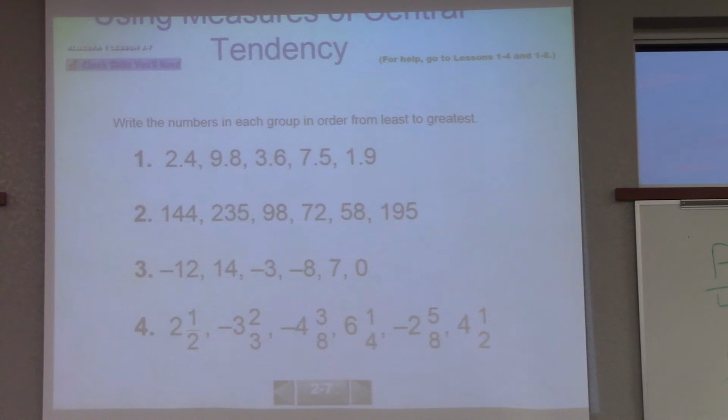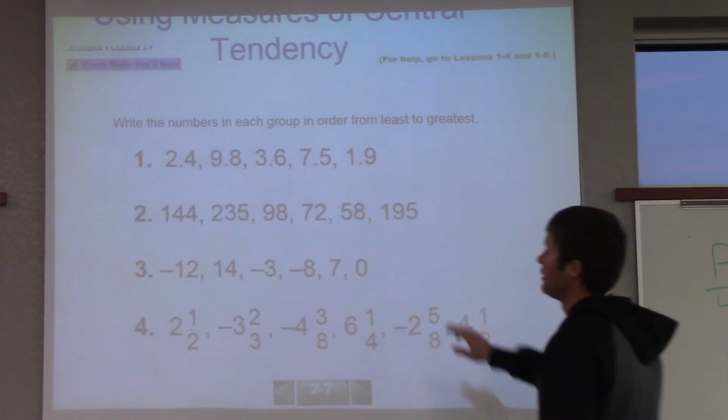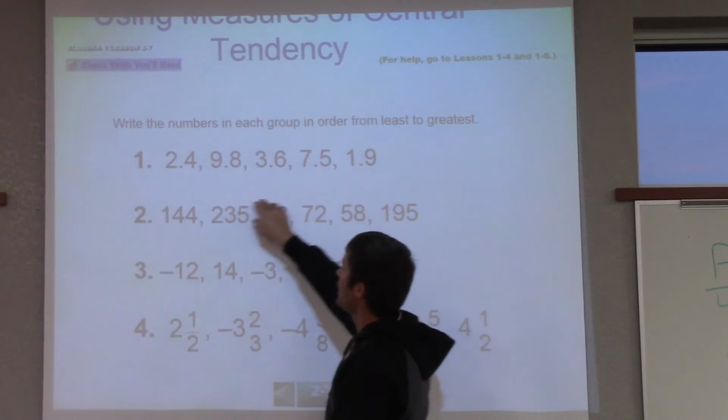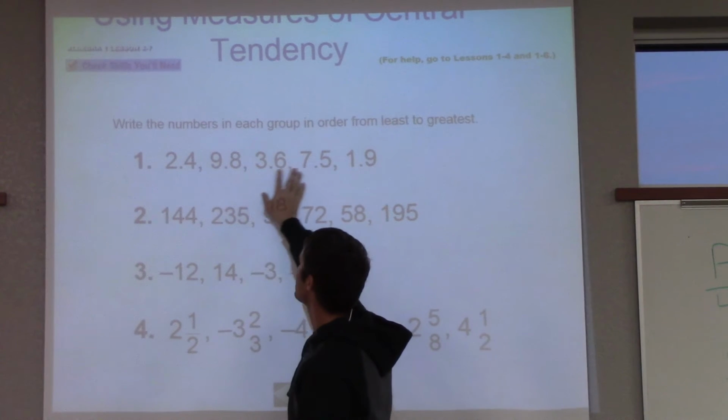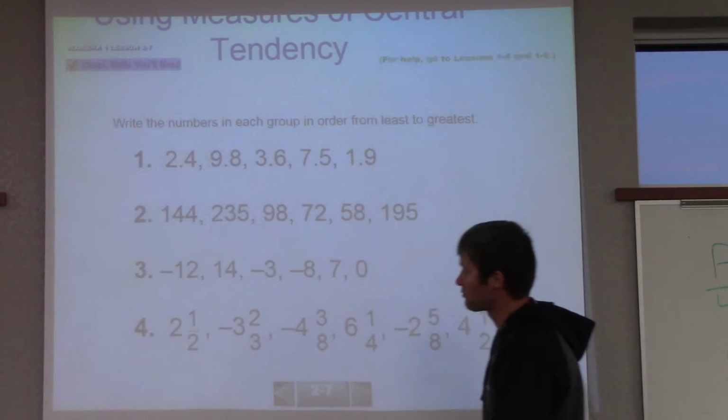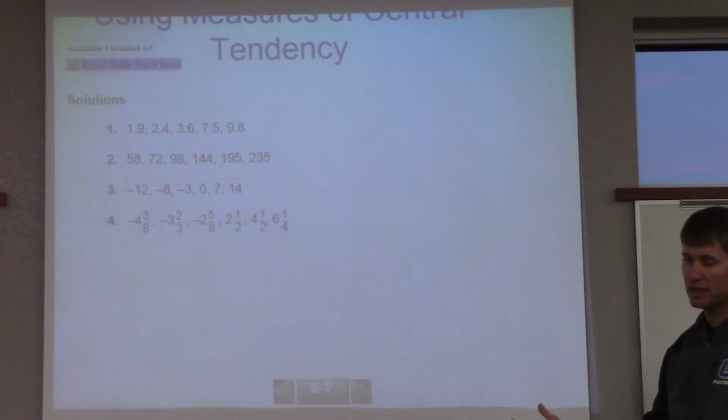So if I want to put these numbers from least to greatest, we identify 1.9, 2.4, 3.6, 7.5, 9.8. So we just put them from least to greatest in order.